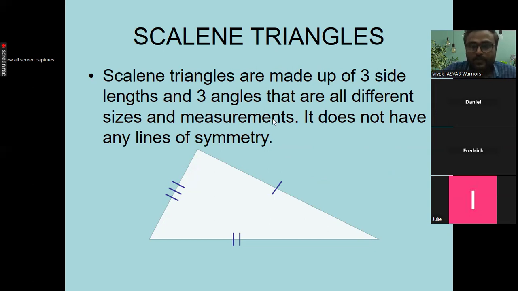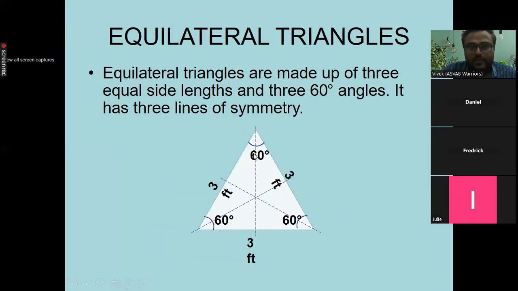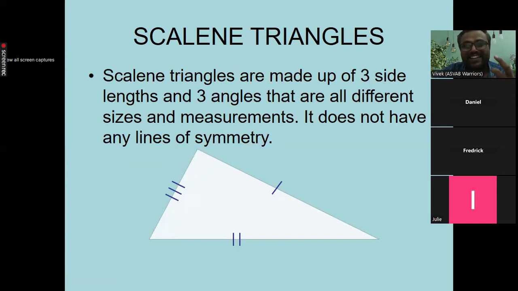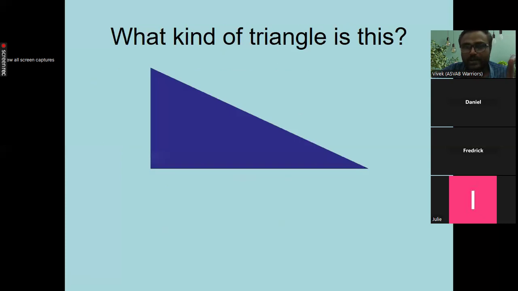Yep. So I was just explaining about types of triangles. We have gone through the equilateral triangle, which, I think you know about, right? Three sides are equal, three angles are equal. And isosceles triangle, two sides are equal, two angles are equal. Scalene triangle, no sides are equal, no angles are equal.